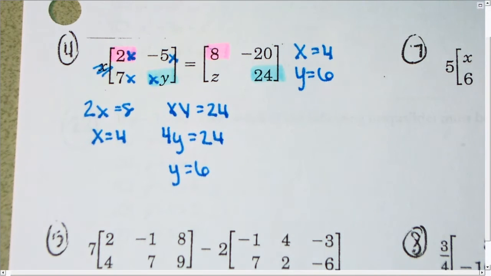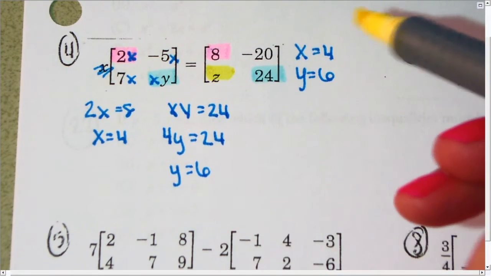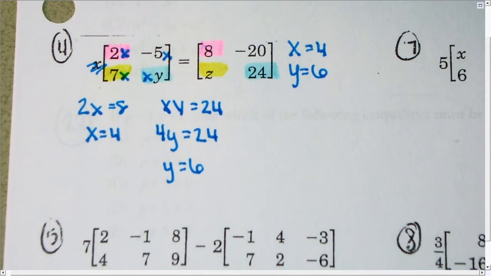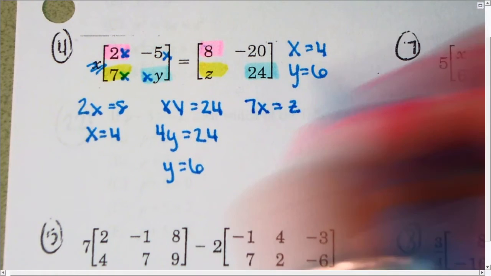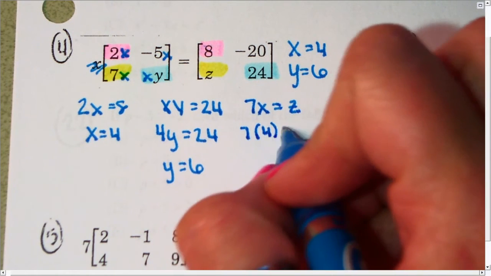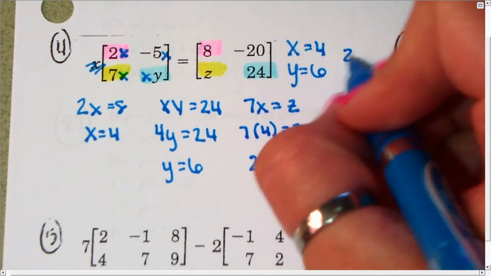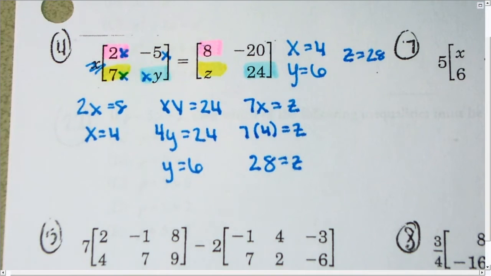Lastly, we have z, and we can notice that z is located here in the bottom left, which means we have 7x here. So 7 times x has to equal the value of z. So 7 times 4 is 28. So the value of z is 28. All we're doing in a problem like this is utilizing our matrices knowledge of how to read a matrix to solve for the variables.